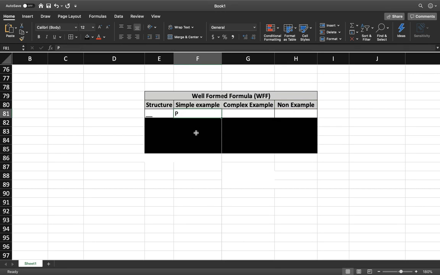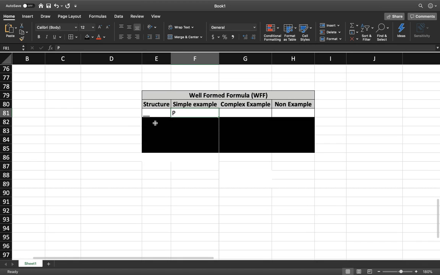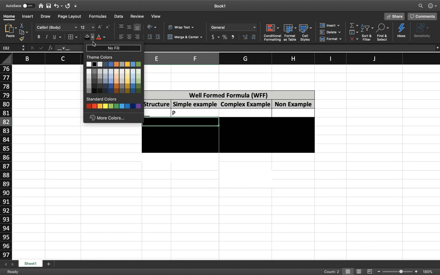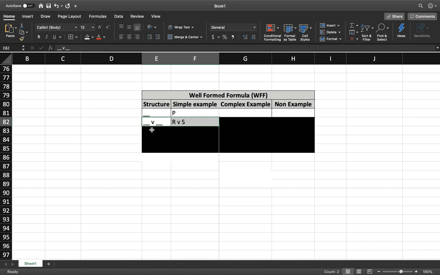Well, the simplest piece is just the letter itself, the sentence alone. That's the foundation of all these well-formed formulas. So in this case, I used the letter P. So the example that maybe you're more used to is seeing something that has two places, like the or. So something or something, blank or blank.